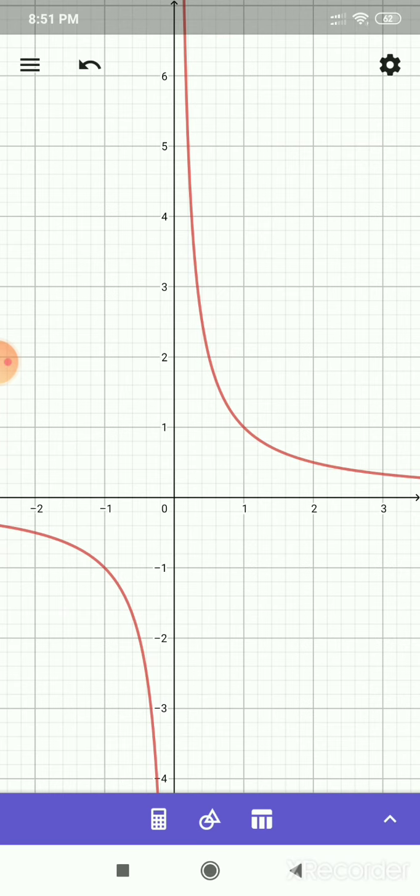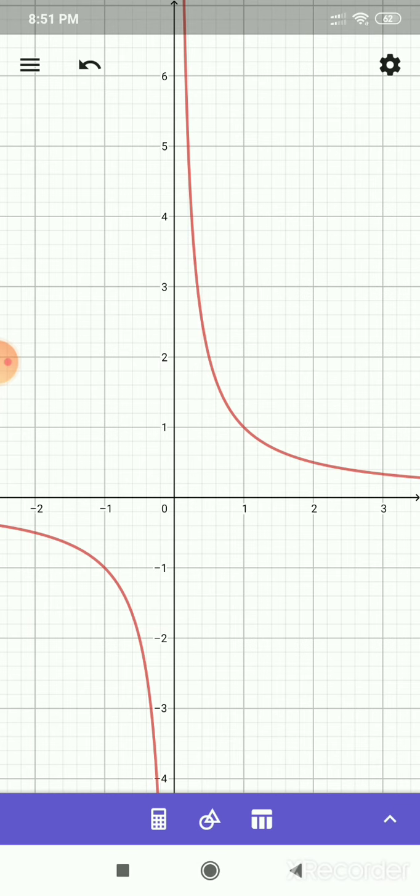Otherwise, you have to check where the function fails, that means where the denominator becomes equal to 0. We took the function 1 by x. The denominator is x, and it becomes equal to 0 when x takes the value 0. So avoid that 0 from the real number set. So our domain will be R minus {0}.